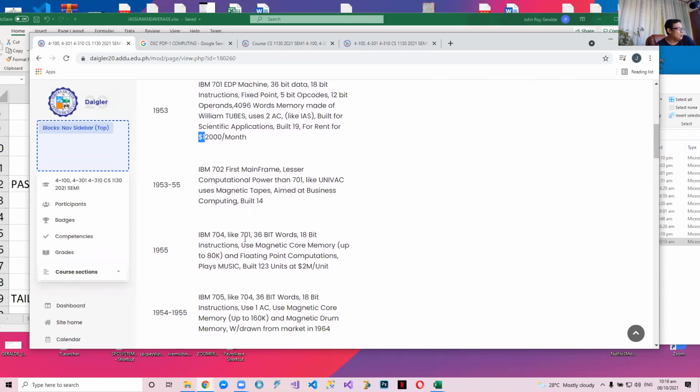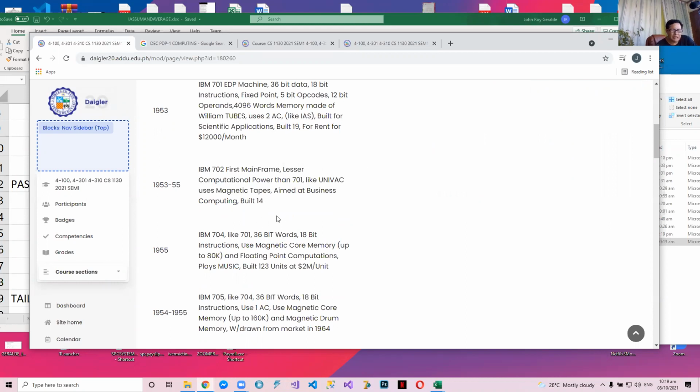Okay, by 1952, they developed another version called the 702, to compete with the UNIVAC. The main difference between the 702 and the 701 is that it uses magnetic tapes, and it's aimed at business computing.